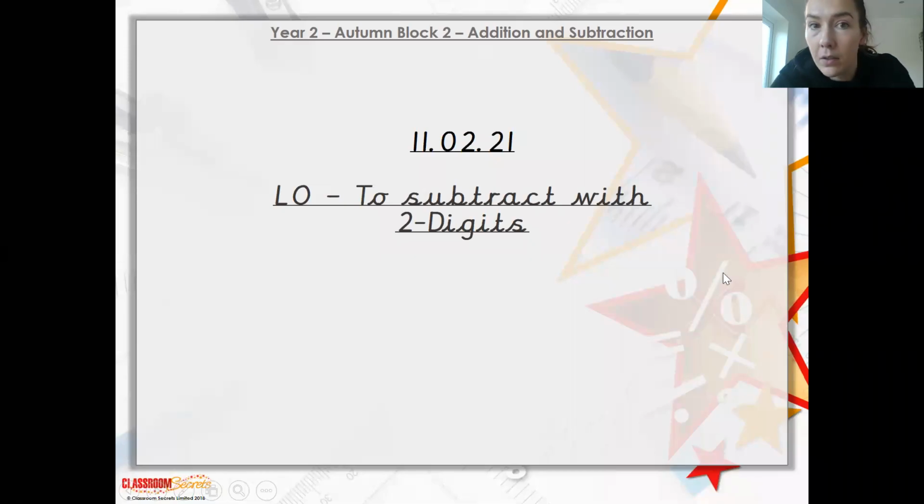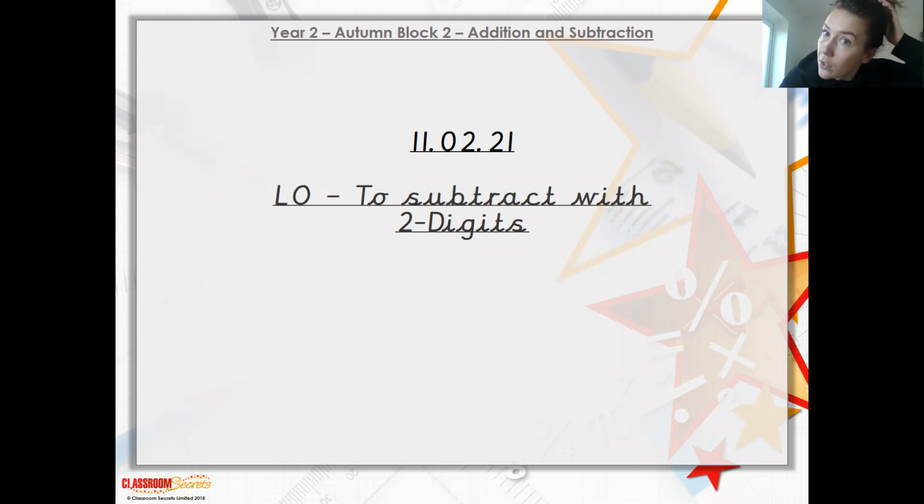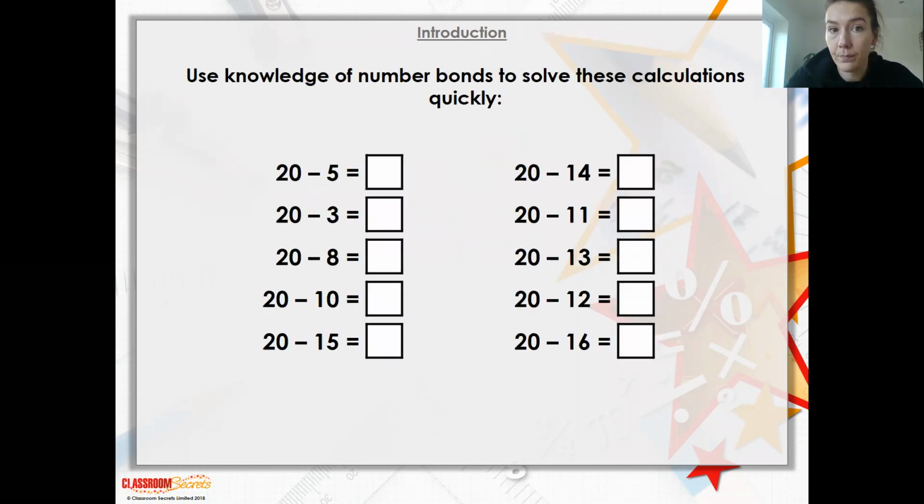Hi Year 2, so we're on Maths for Thursday. Today we're going to be looking at subtracting two-digit numbers, it's tricky to say, and continuing with our work on addition and subtraction. However, today we are just going to be focused on looking at subtraction.